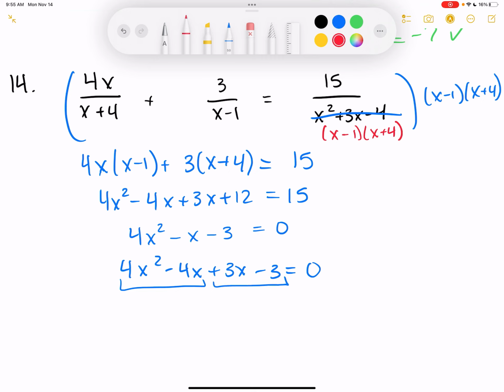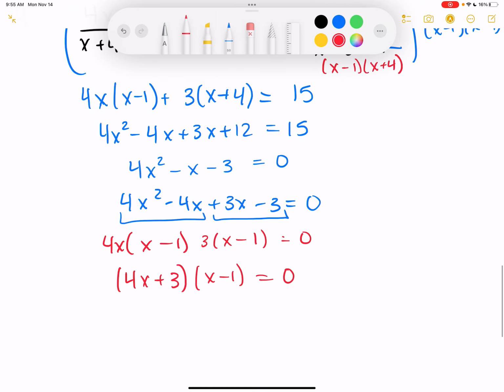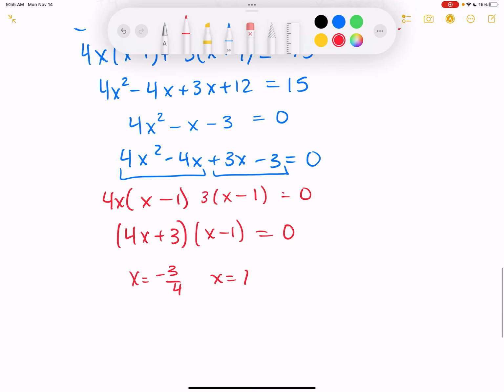Alright, so we can take out a 4x, leaves you with x minus 1. Take out a 3, x minus 1. So 4x plus 3 and x minus 1. So x equals negative 3/4. x equals 1. So you can also, if you want to, think about this as x equals negative 0.75 if it makes it easier for you to think about when you go back to check it.